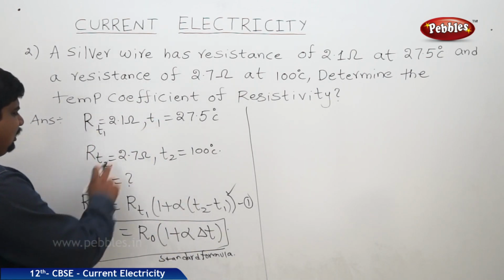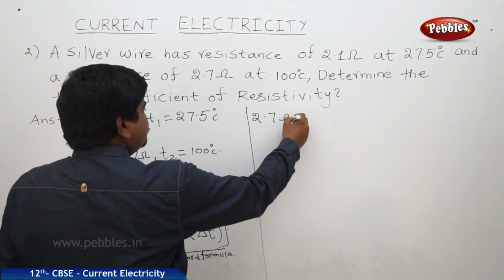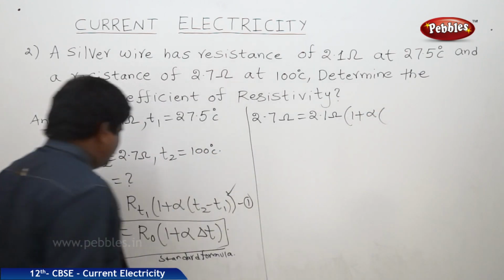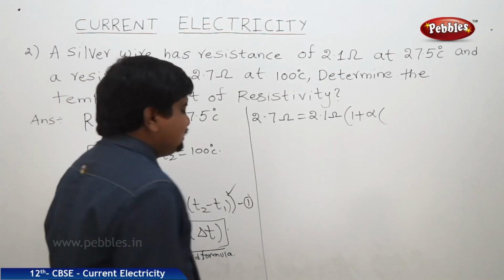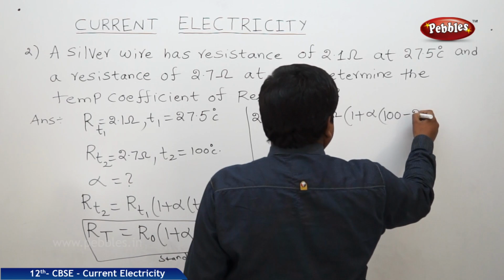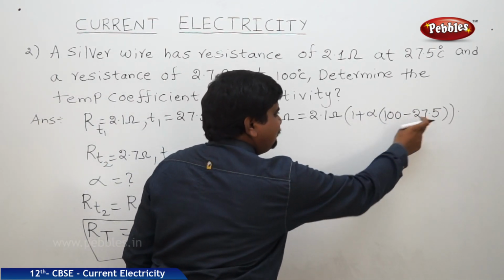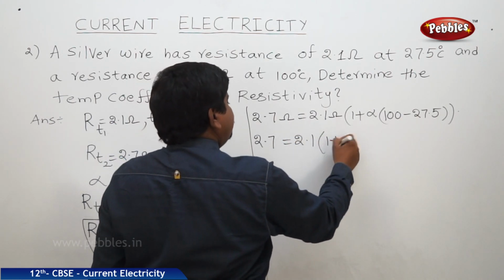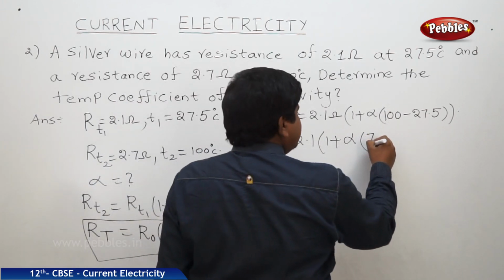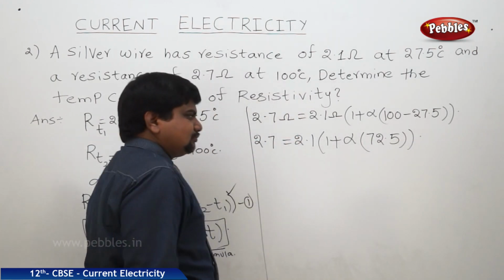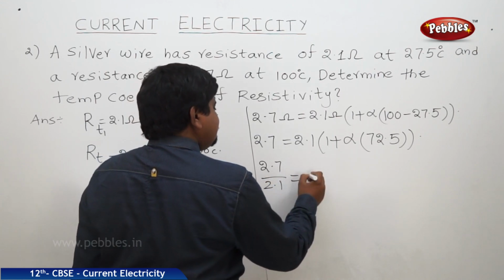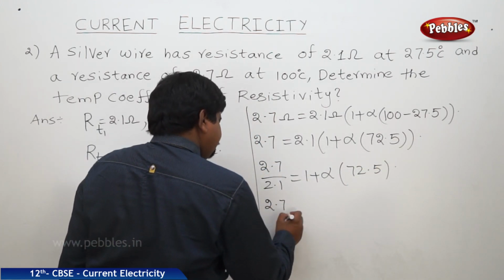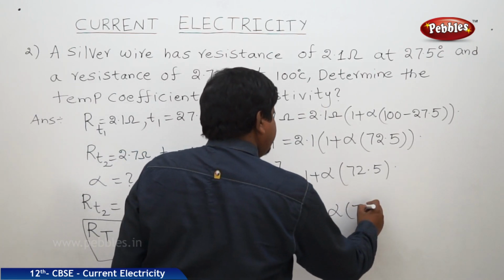That is the matter. So what is R at T2? 2.7 ohms. What is R at T1? 2.1 ohms. Then 1 plus alpha into, what is T2 minus T1? 100 degrees Celsius minus 27.5 degrees Celsius. Therefore, 2.7 is equal to 2.1 into 1 plus alpha into 100 minus 27.5, which is 72.5 degrees Celsius. 2.7 by 2.1 is equal to 1 plus alpha into 72.5. 2.7 by 2.1 minus 1 is equal to alpha into 72.5.